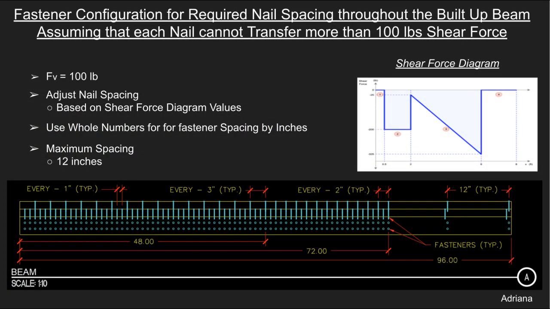The final step in fastener placement was determining the fastener spacing along the 8-foot span of the beam. I used our shear force diagram to determine our values as shown in detail A. And that concludes the cross-sectional design of our beam and its fastener placement.